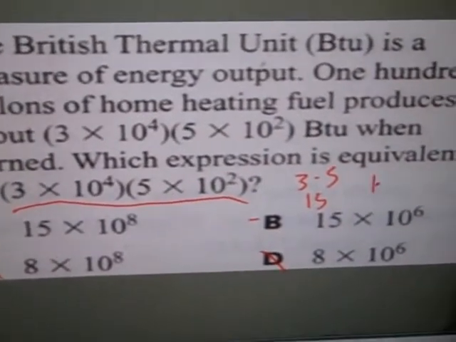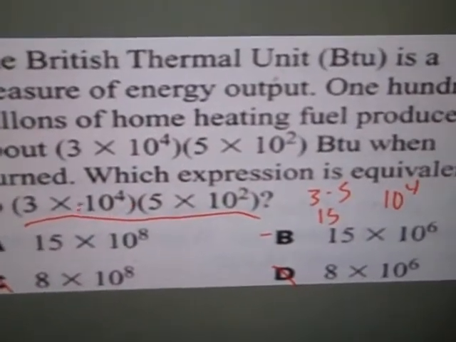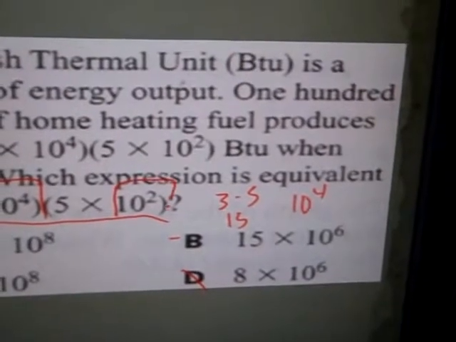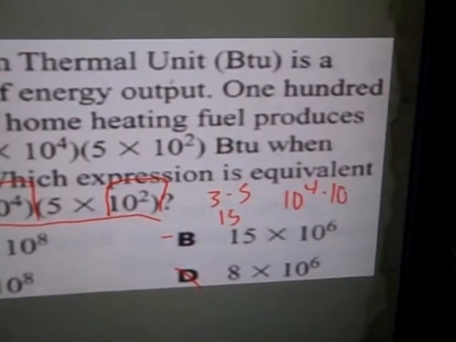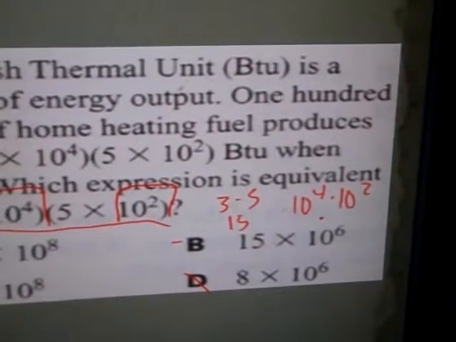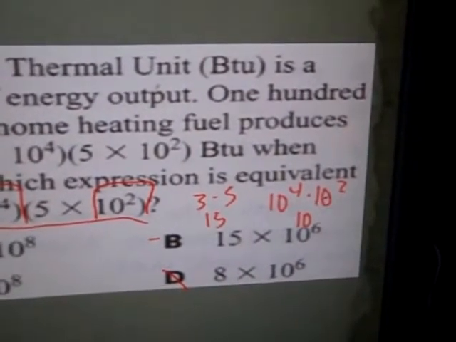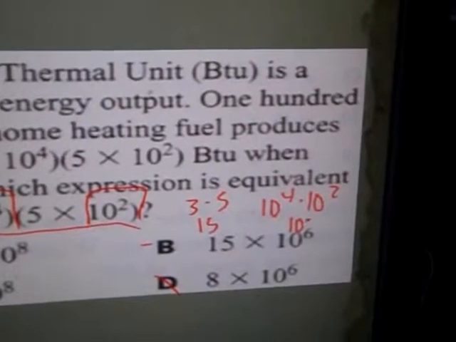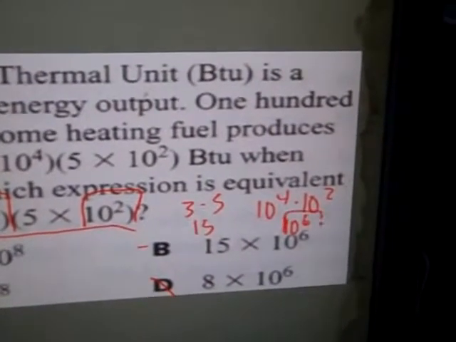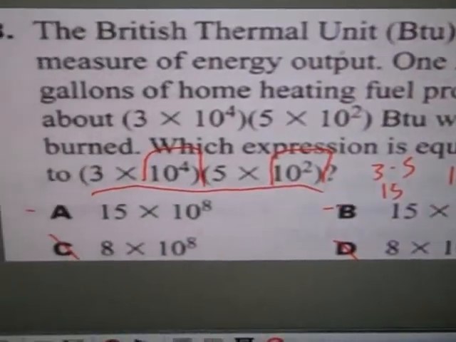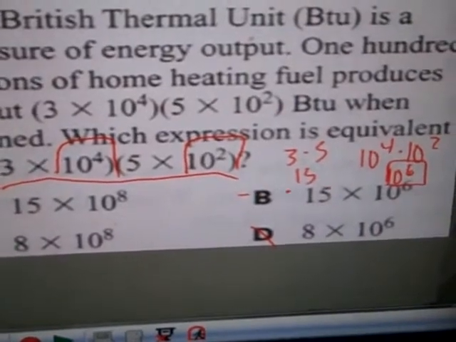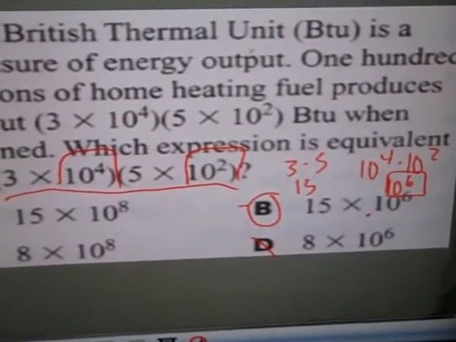Now, 10 to the 4th and 10 squared, when I multiply those, I should keep the base because it's the same base. I can just add the exponents. 10 stays the same. 4 plus 2 is 6. I'm looking for 10 to the 6th power. Between A and B, B is the correct one because it has 10 to the 6th power.